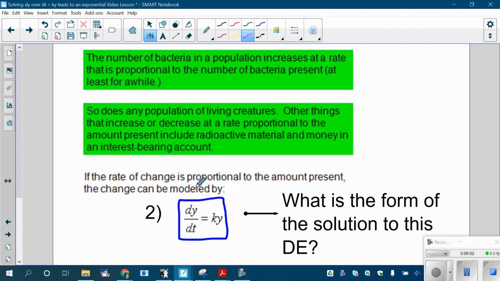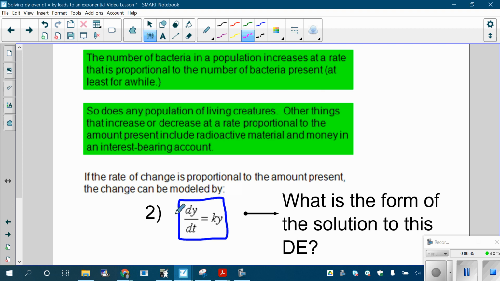Why are these very, very common? Look at this word problem right here. The number of bacteria in a population increases at a rate that is proportional to the number of bacteria present. That's just kind of a fact if you think about what it's saying. The rate is going to depend on how many there are. And this is describing a differential equation that's going to look like this.